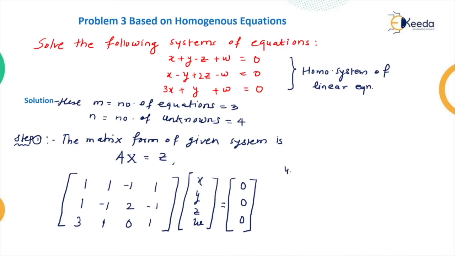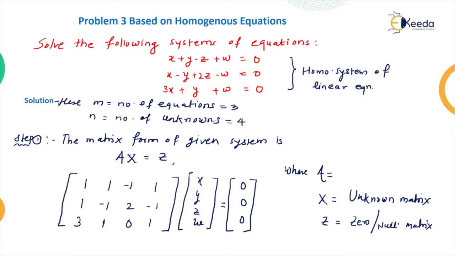Now capital A is the coefficient matrix, capital X is the unknown matrix, and capital Z, the RHS matrix, is called a zero matrix, or sometimes a null matrix.